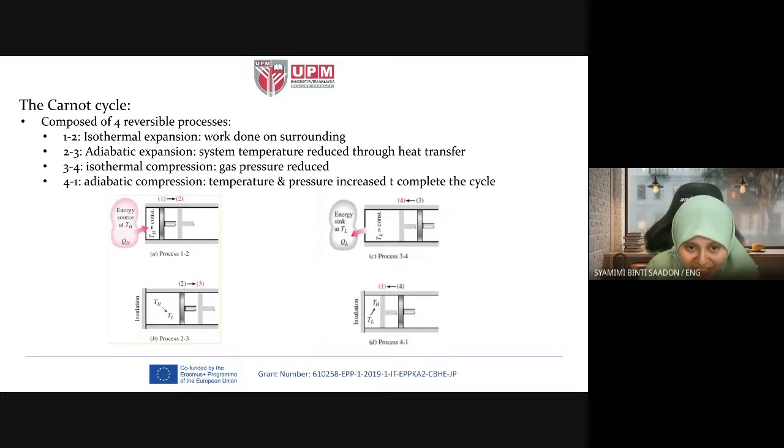The Carnot cycle is composed of 4 reversible processes. Of course, if you want to assume an ideal cycle, then we need to assume that the processes throughout the cycle are reversible.